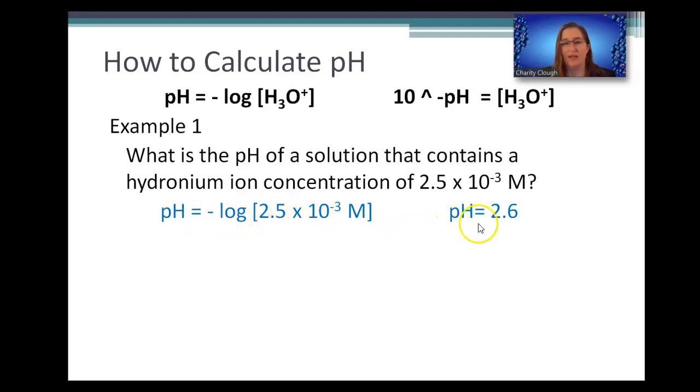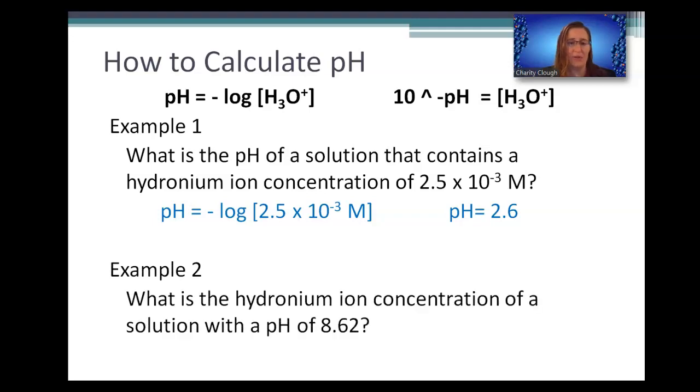So I put that in my calculator, and I find a pH of 2.6. You should be able to tell the reasonableness of your calculation here. If you're outside of 1 to 14, you should be concerned that you have a mistake.